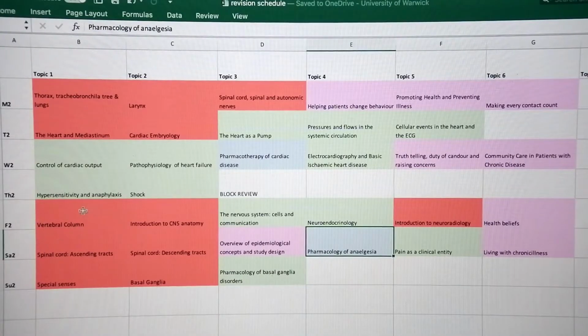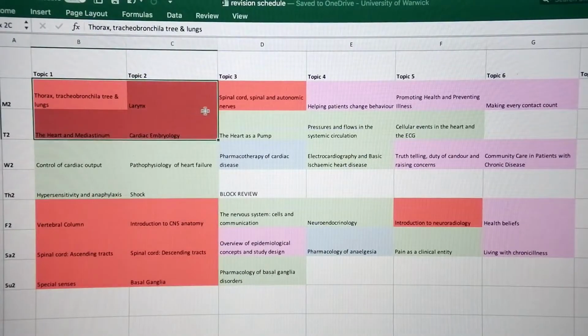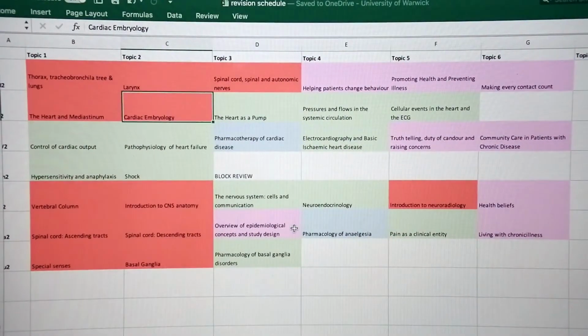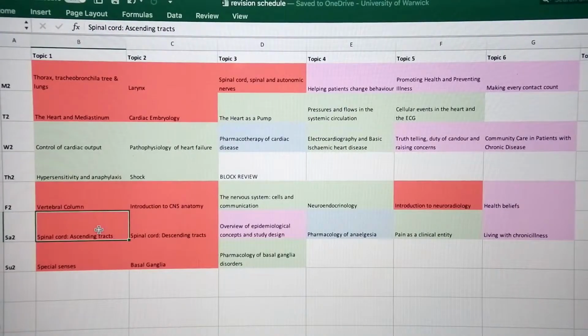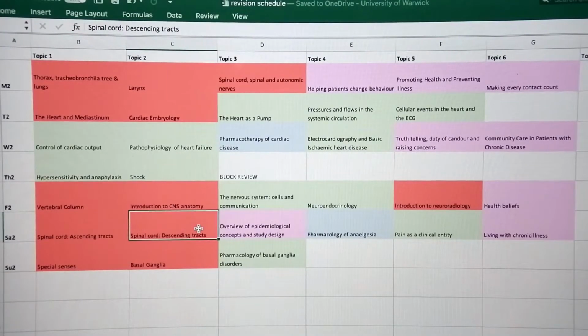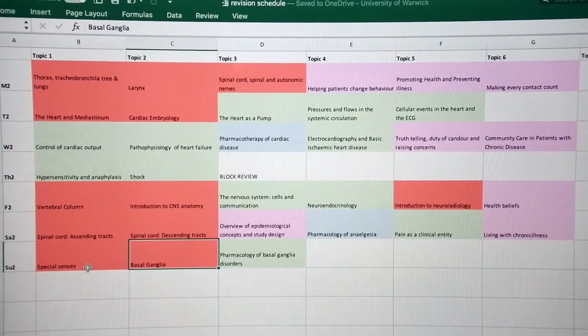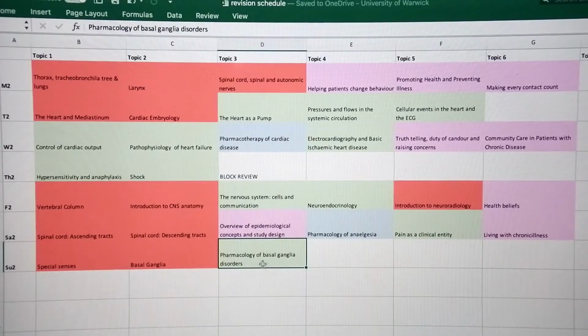Now, as you can see, I have some very large chunks of red here. This is not ideal, but when I was planning it, I have tried to group them together in a way that makes sense to me. So for example, these 2 here, they're both the tracts of the spinal cord. So I've got ascending tracts and descending tracts, and they go really well together. Special senses and basal ganglia, okay, so they're not quite related, but I have got basal ganglia anatomy followed by the pharmacology of basal ganglia disorders, and so that's why I've got those 2 together.